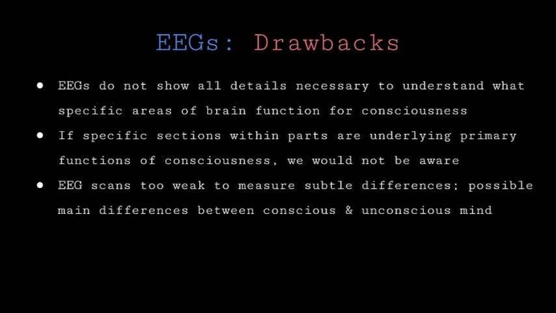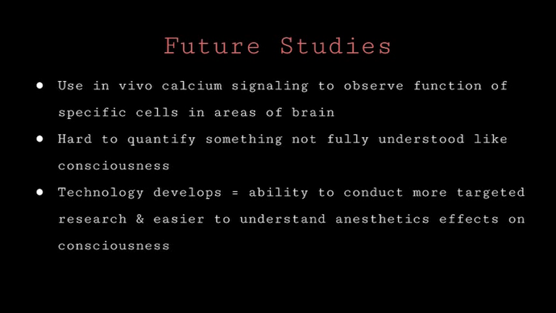It has been suggested that EEGs do not show all the details necessary to understand what specific areas of the brain function to create consciousness. Although we may know the parts of the brain responsible for consciousness, if there are specific sections within these parts that are the truly underlying primary functions of consciousness, we would not be aware. EEG scans are still too weak to truly measure subtle differences that could be the main differences between the conscious and unconscious mind. We suggest that it may be beneficial for researchers to also use in vivo calcium signaling to observe the function of specific cells in these areas of the brain.